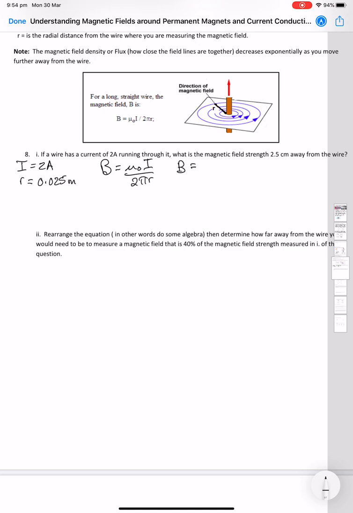So our magnetic field strength, and I'll go 1.26 times 10 to the negative 6 times the current, which is 2, divided by 2 pi, and then 0.025, and the 2's cancel, and I calculate my magnetic field. And unfortunately, I forgot to bring my calculator with me, so I'm going to have to stop the video, and we'll continue in a third video.